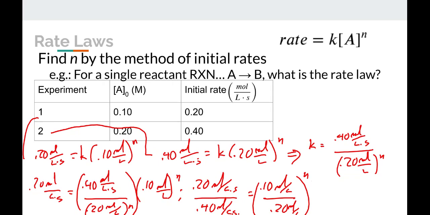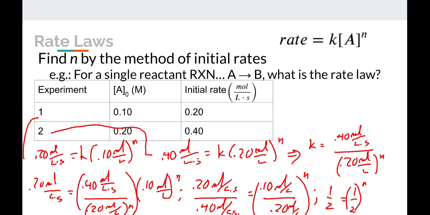0.2 divided by 0.4 is 1 over 2. 0.1 divided by 0.2 is 1 over 2, and that was raised to the n power. Okay, so 1/2 raised to what power would be 1/2? Well, obviously n is 1.